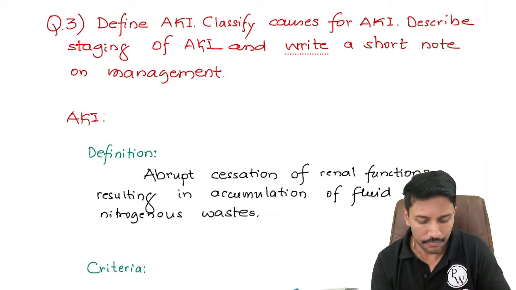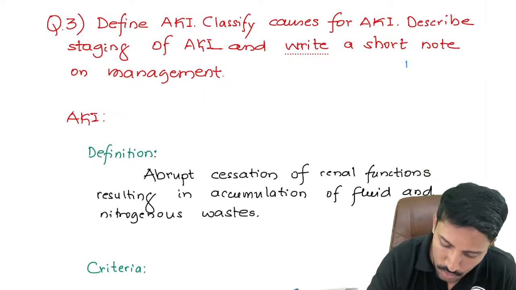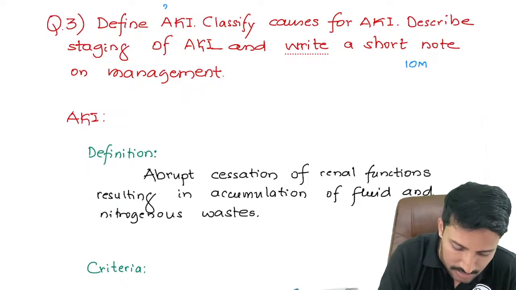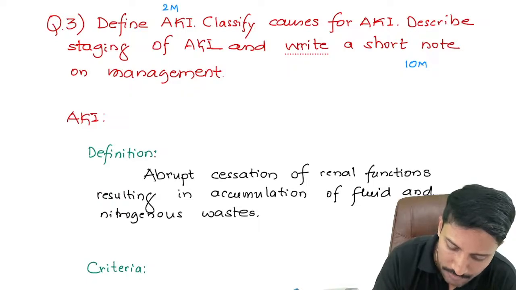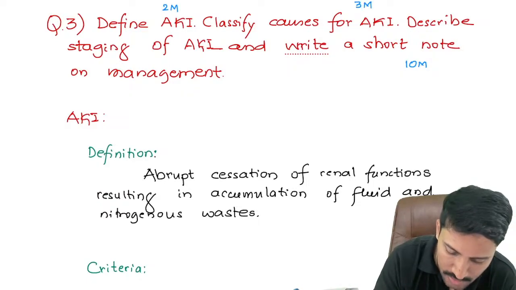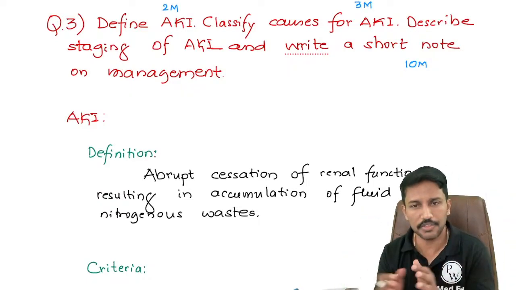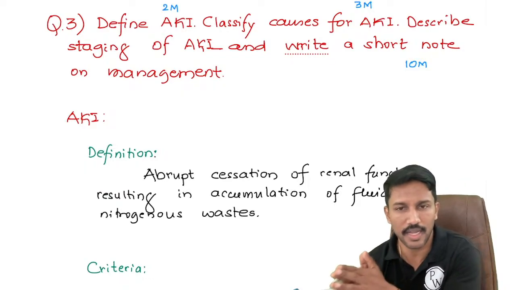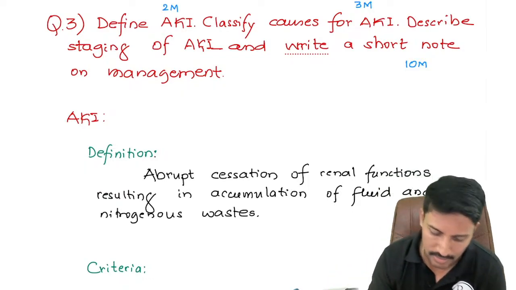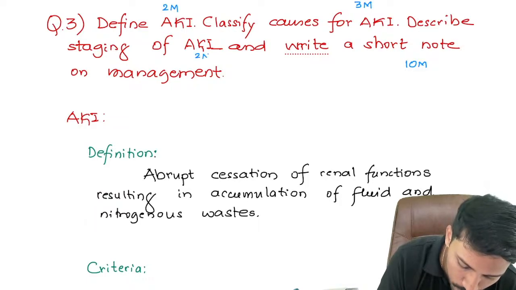What is the question? Define acute kidney injury. Usually, this is going to be a 10-mark question, and the definition itself will carry 2 marks because there are a lot of numbers here. And then they will ask you to classify the acute kidney injury, which will carry 3 marks because it is not just the classification but also mentioning the causes under individual classes: pre-renal, renal, and post-renal. Then the staging of acute kidney injury, that will carry 2 marks.